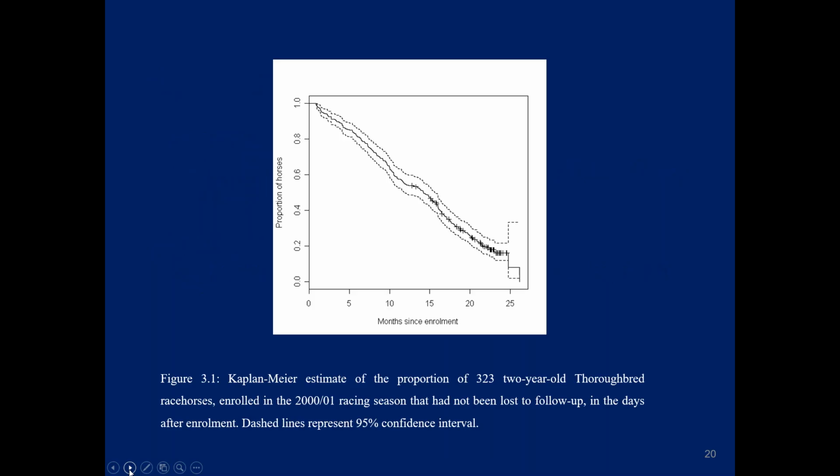So just some examples again from my PhD. This is a standard way of presenting data, and it's showing that if we look across here, about 50% of the animals in a longitudinal study looking at injuries in racehorses were followed for about 15 months. Okay, so 50% were studied for less than 15 months and 50% for more.